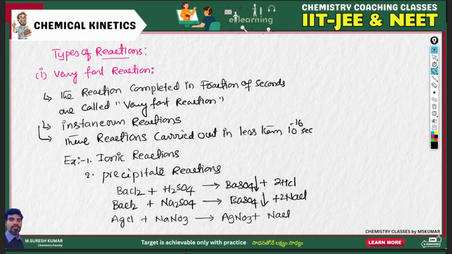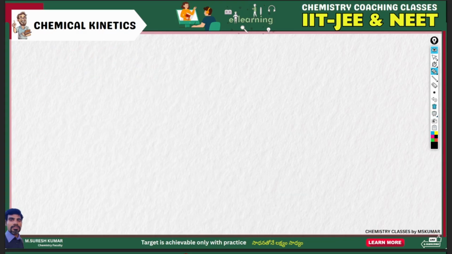Now coming to the slow reactions. Slow reactions are moderate reactions. The second type of reaction is what? Slow reactions or moderate reactions. Slow reactions are moderate reactions.